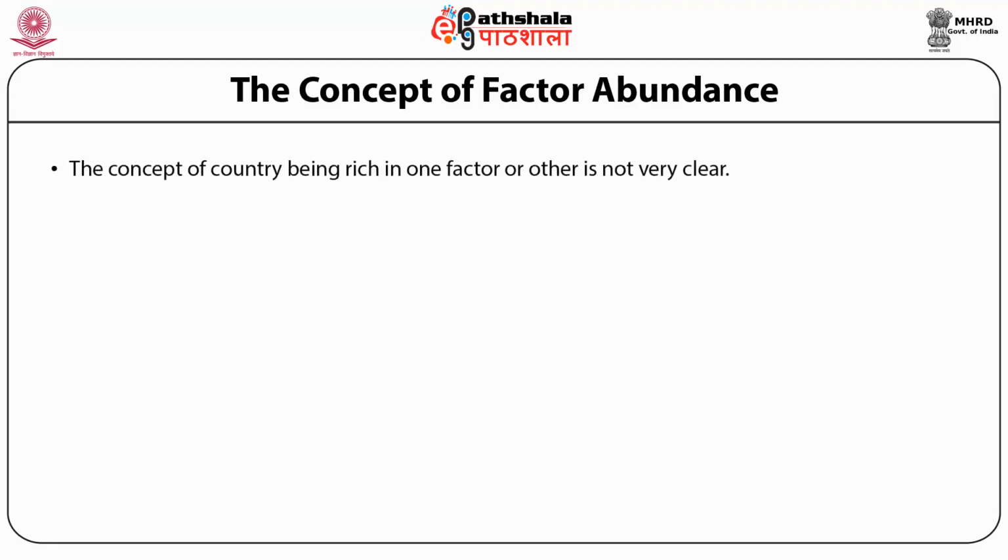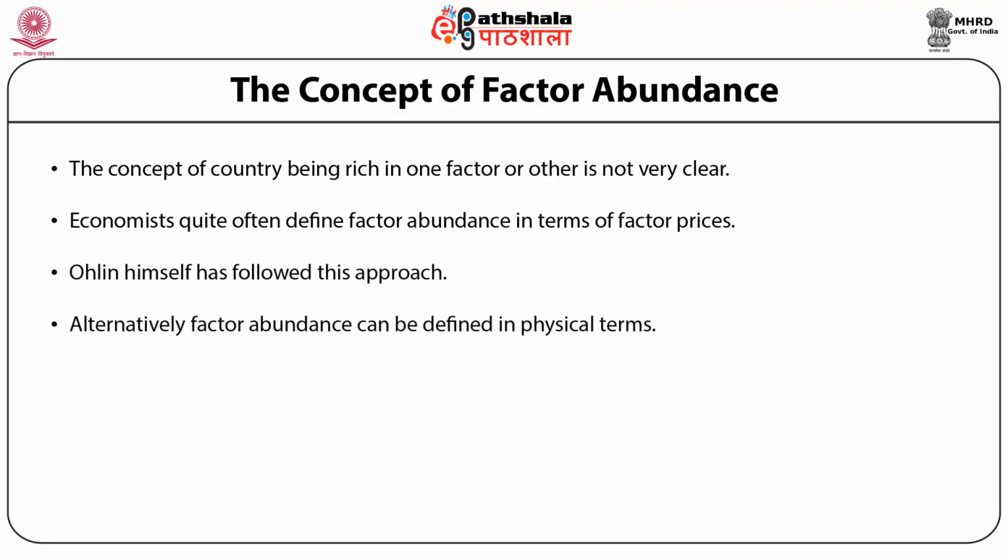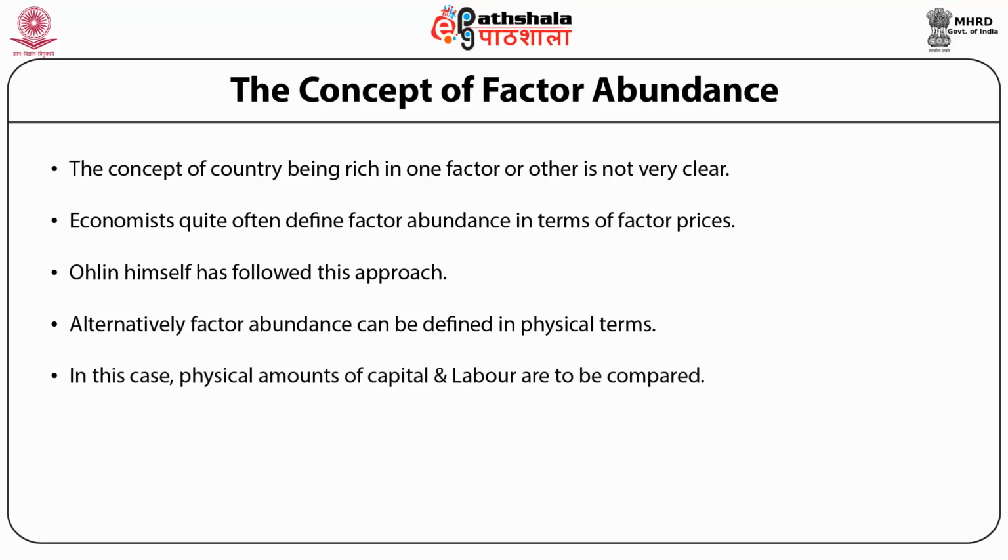The concept of a country being rich in one factor or another is not very clear. Economists quite often define factor abundance in terms of factor prices. Ohlin himself has followed this approach. Alternatively, factor abundance can be defined in physical terms. In this case, the physical amounts of capital and labor are to be compared.